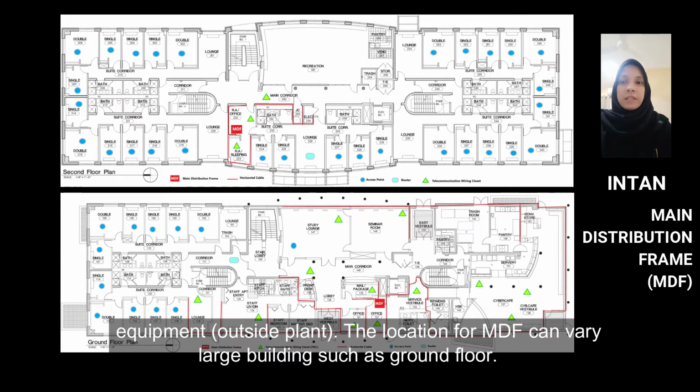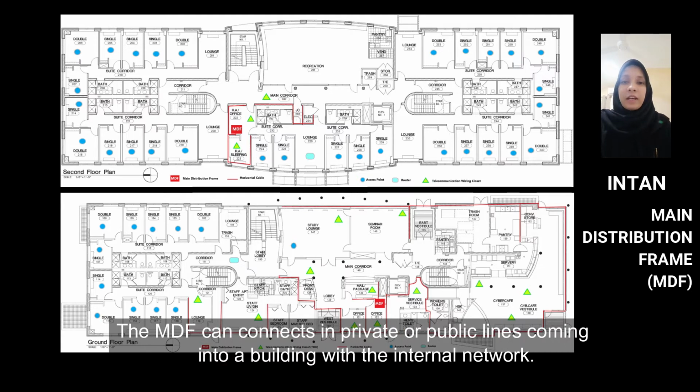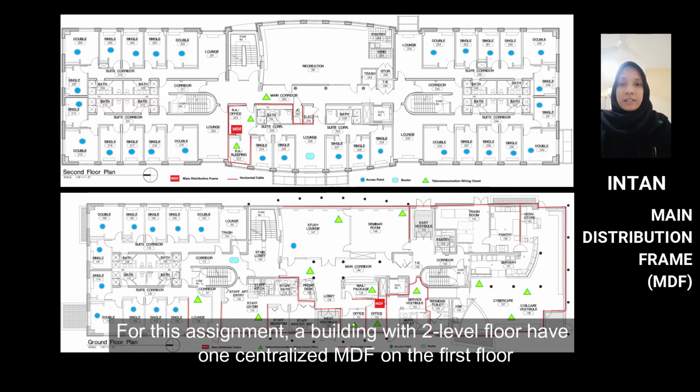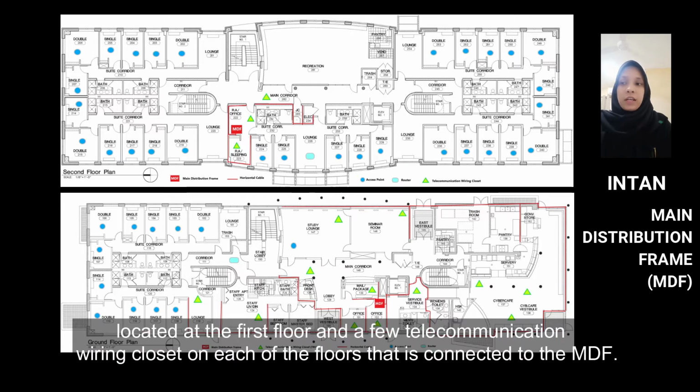The location for MDF can vary; in large buildings, it is such as a ground floor. The MDF can connect private or public lines coming into a building with the internal network. Large buildings are usually locked in a communication room and require access from a building manager. For this assignment, a building with a two-level floor has one centralized MDF on the first floor and a few telecommunication wiring closets on each floor connected to the MDF.